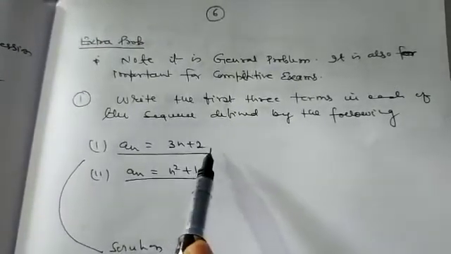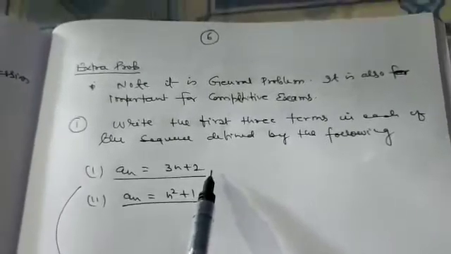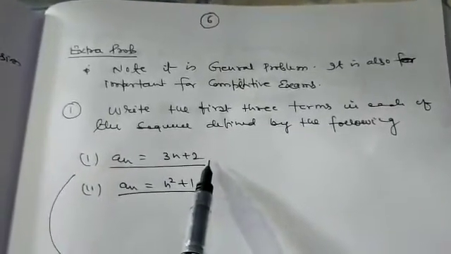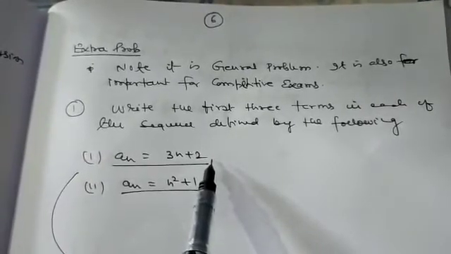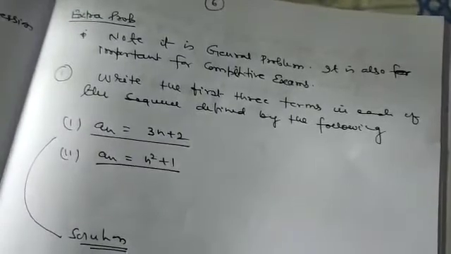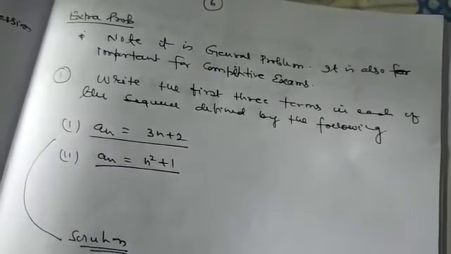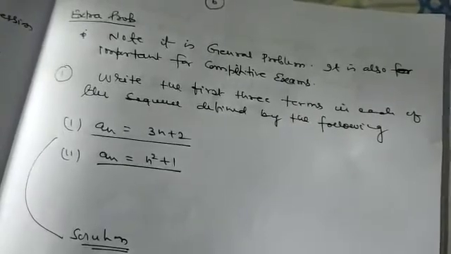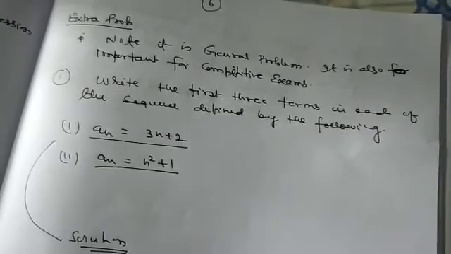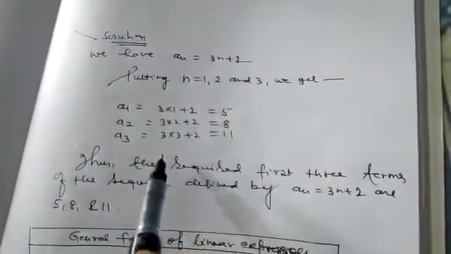We observe that this Tn is a linear expression. This Tn is the general form of a linear expression. So try to understand the problem. How will you solve it? Here Tn is equal to 3n plus 2. If we put n equal to 1, 2 and 3, we get a1 equal to 5, a2 equal to 8, a3 equal to 11.